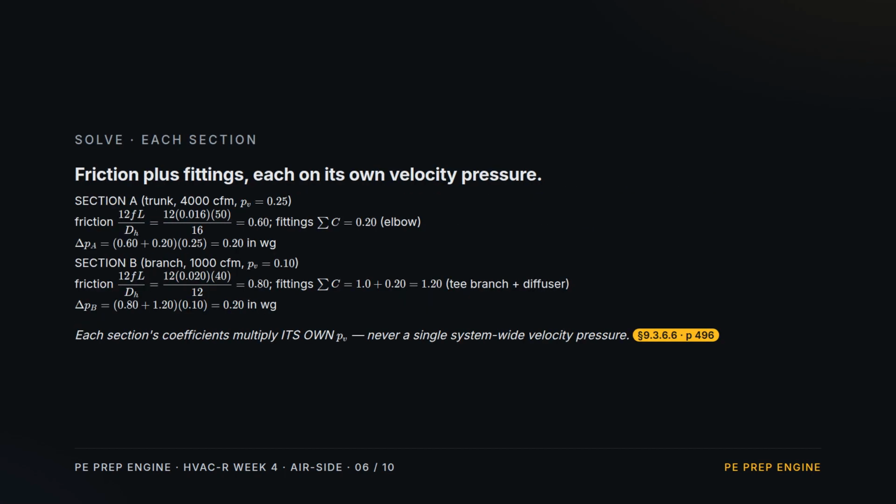Solve each section. Section A, the friction coefficient is 0.6 plus the elbow, times the trunk velocity pressure, 0.20 inches. Section B, friction 0.8 plus the T and diffuser, times the branch velocity pressure, also 0.20. Each set of coefficients rides its own velocity pressure.